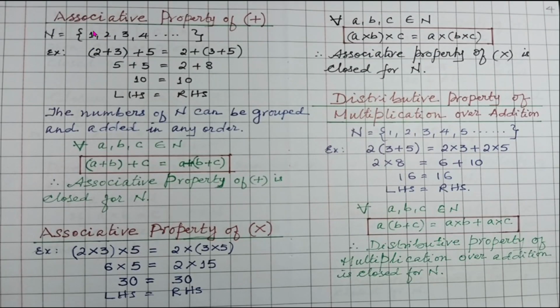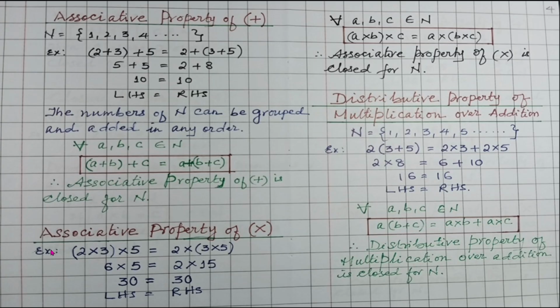Now, coming to the next important property, that is the associative property of addition. N is the set of natural numbers. If you take three numbers 2, 3 and 5, add 3 to 2 and then add 5, you will get 5 plus 5, that is 10. Add 3 and 5, we get 8. Add to 2, we get 10. LHS is equal to RHS. The numbers of N can be grouped and added in any order. For all a, b, c belonging to N, (a plus b) plus c is equal to a plus (b plus c). Therefore, the associative property of addition is closed for the set of natural numbers.